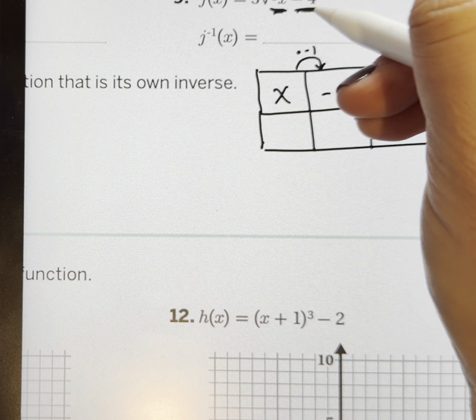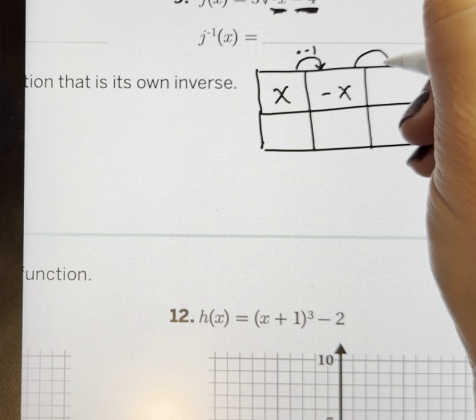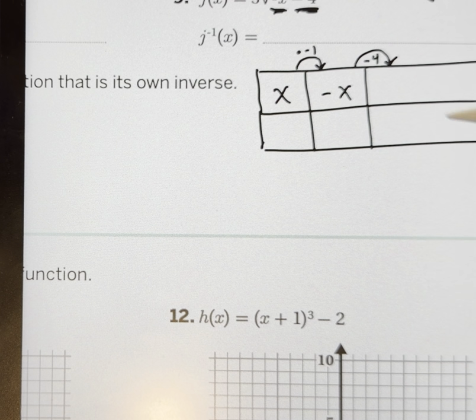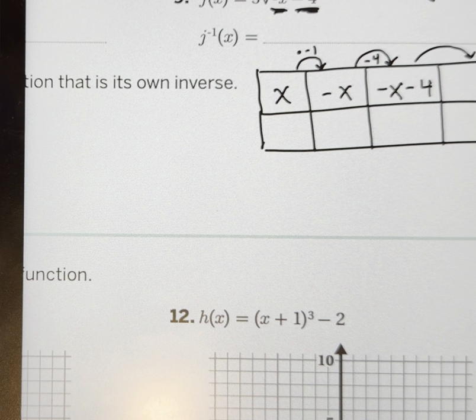The second thing they do is go minus 4. The third thing they do is fifth root it. And the last thing they do is multiply it by 3.